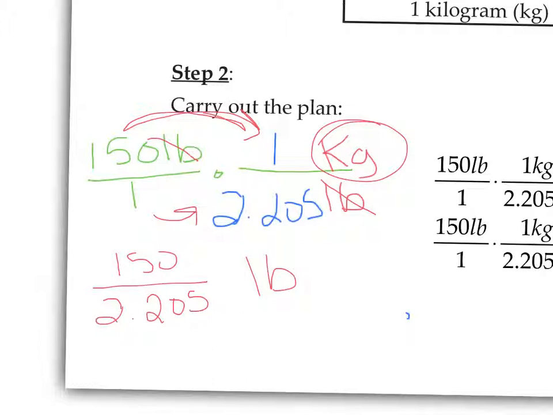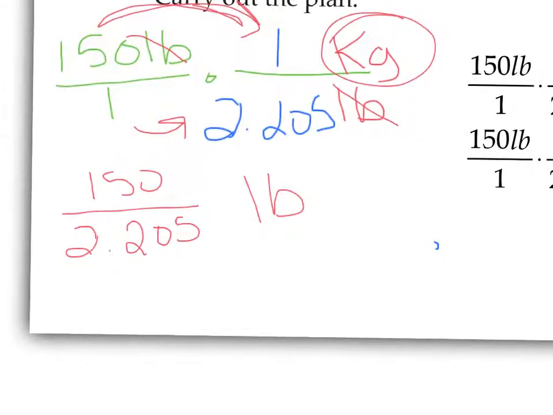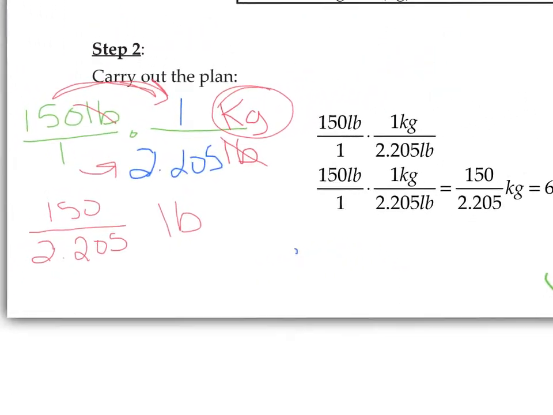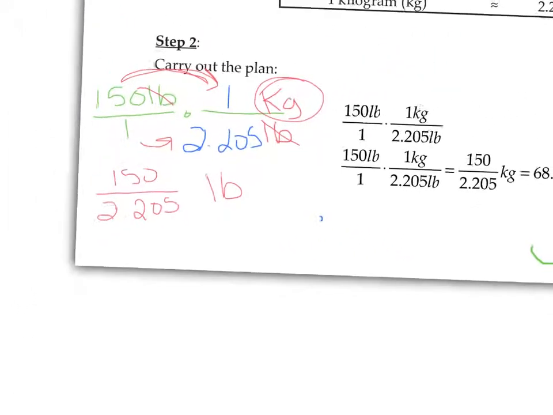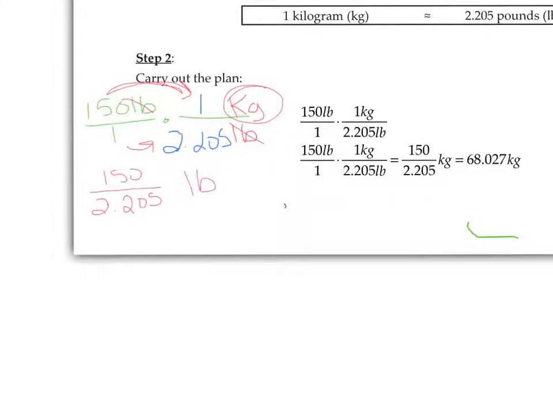I don't really have room on this page to review the long division with you. But the author is telling you here, once you do that division, it comes out to be 68.027 kilograms. So that's the basics of converting between English or U.S. units and metric units.